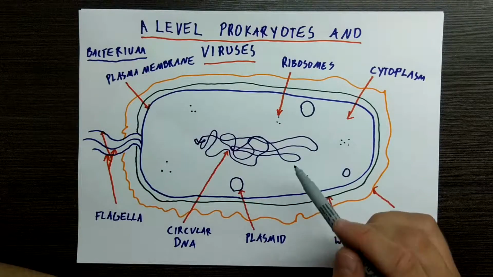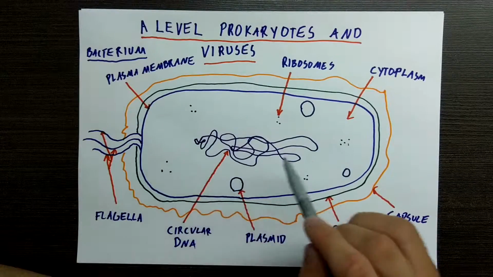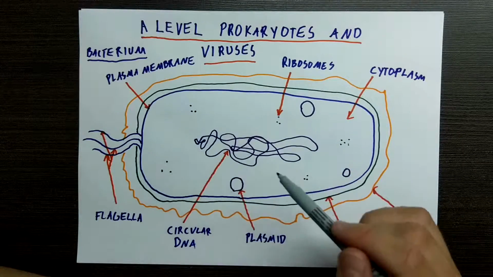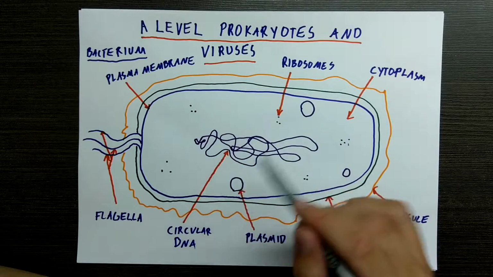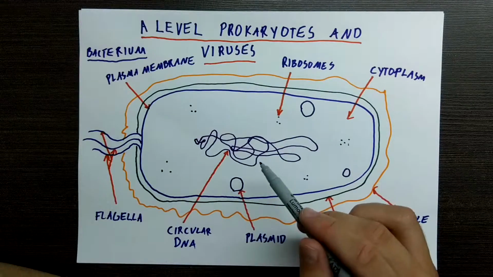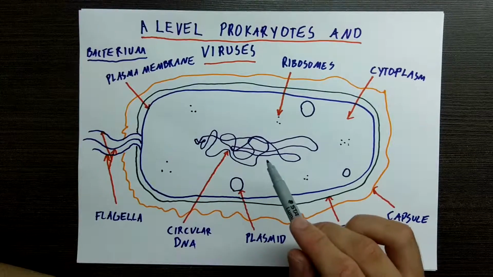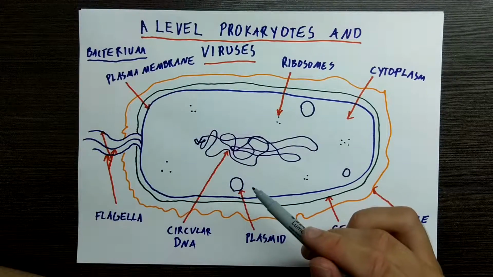We absolutely have no nucleus. We just have a freely floating strand of DNA. It is not captured within a certain membrane. It is not captured within a certain structure. So that's a major difference between a eukaryotic organism and a prokaryotic organism.